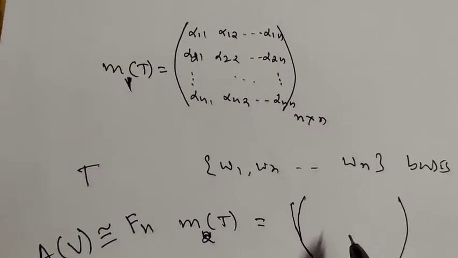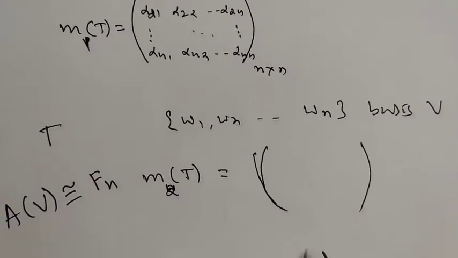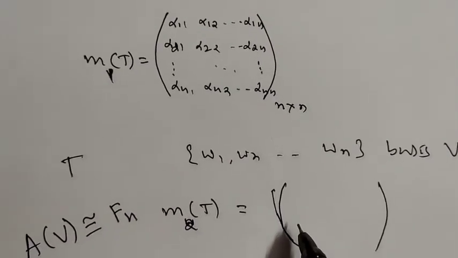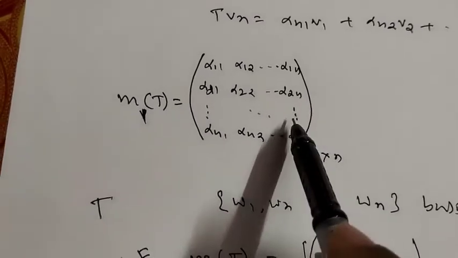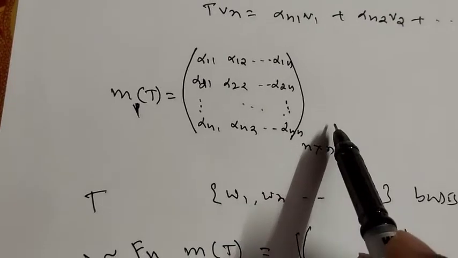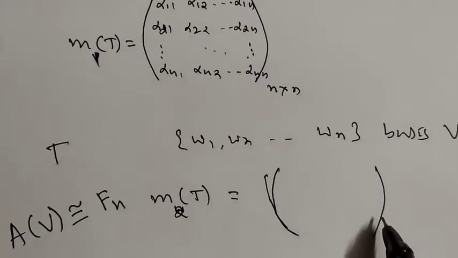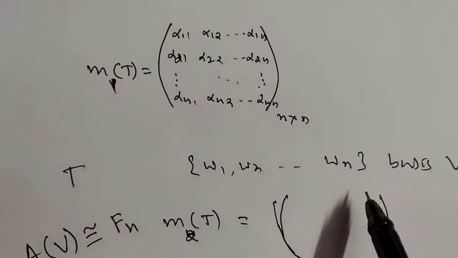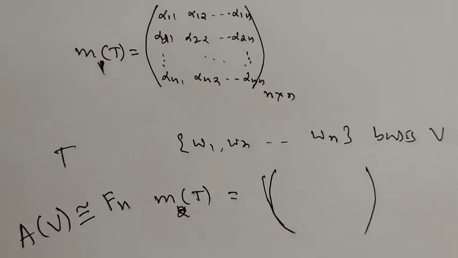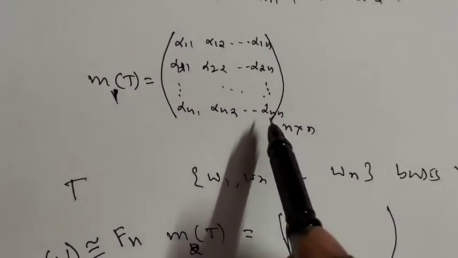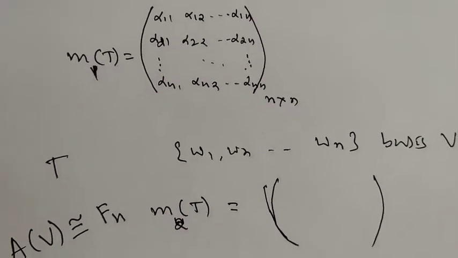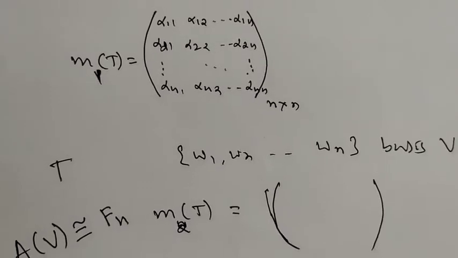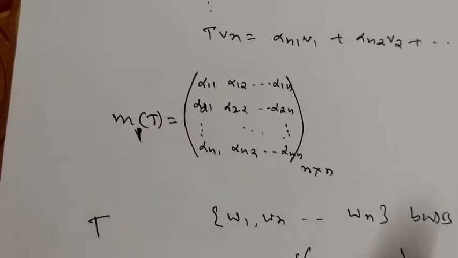Now if these two, M1 of T and M2 of T, represent the same linear transformation T, can these give back the same linear transformation? So let's verify this. M2 of T is the matrix of T, and M1 of T is also the matrix of T, but with respect to the basis V1, V2, etc., Vn, and the other is the matrix corresponding to W1, W2, etc., Wn. If they give back the same linear transformation, there should be some relation between these two matrices. What is that relation? That relation we will discuss in this class as a theorem.